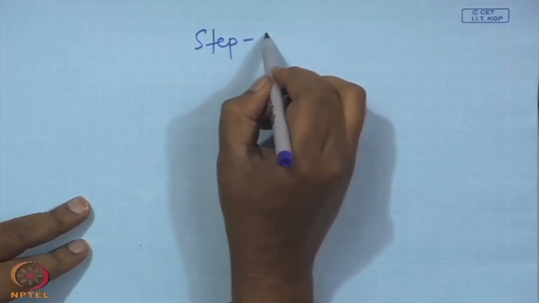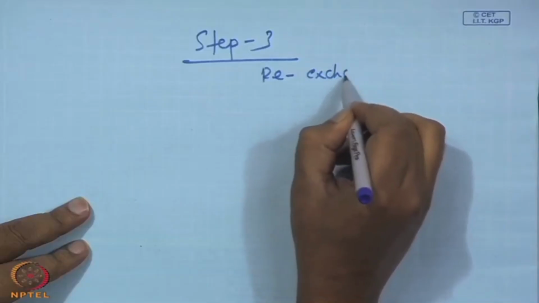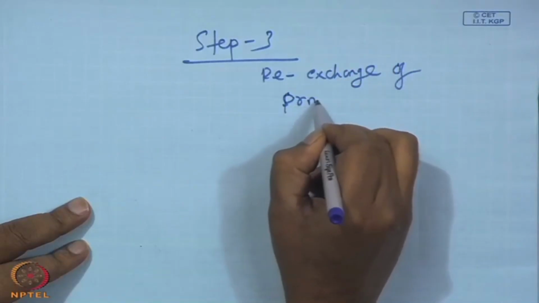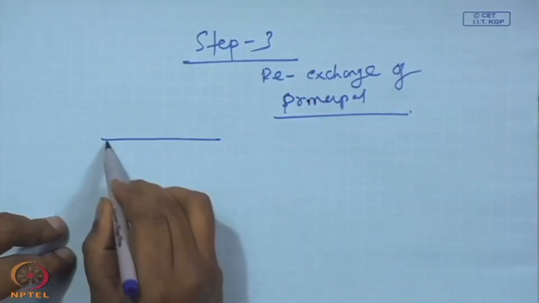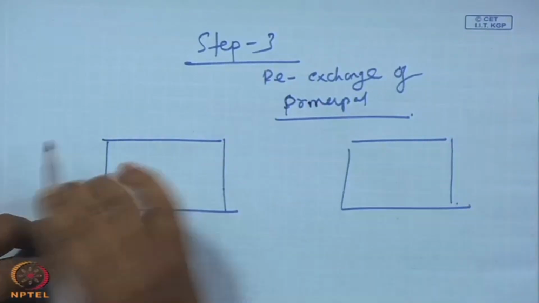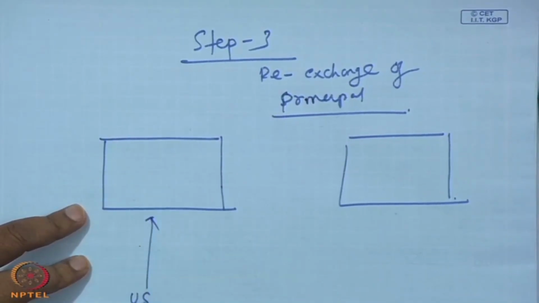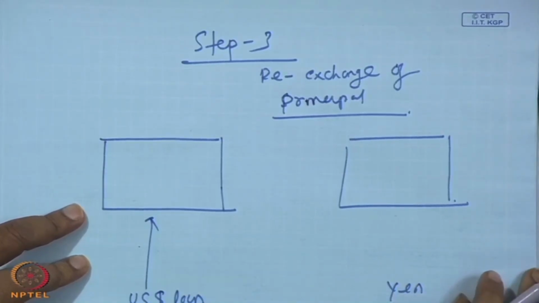Now, step 3 is re-exchange of principal. After the swap period is over, re-exchange of principal will take place. Here the two companies again swap the principal payment. After the swap period is over, the respective company needs to repay the principal.